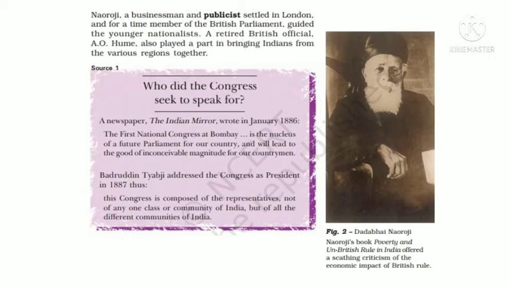Okay. Who did the Indian National Congress wish to speak for? The Indian National Congress wished to speak for all the people of India, irrespective of class, color, caste, creed, language or gender. Understand?